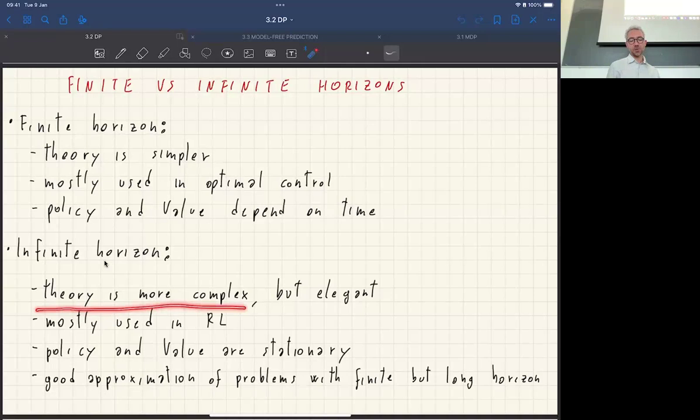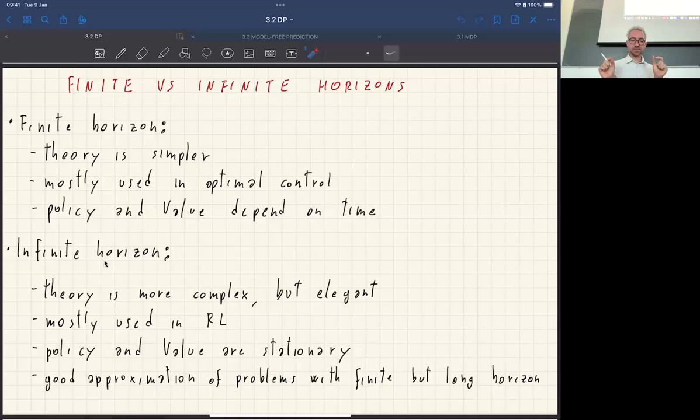The theory is a bit more complex in the infinite horizon setting, but we'll see that the solutions that come out of it are actually very simple and elegant. And this is mostly used in reinforcement learning. Also, in case your problem is not really infinite horizon, but you have a quite long horizon, very often in practice, you can use the infinite horizon setting because that's a good approximation of what you would have with a finite horizon, since it's quite long. So this can be applied also to use cases where the actual horizon is finite, but it's sufficiently long that you don't want to care about time.